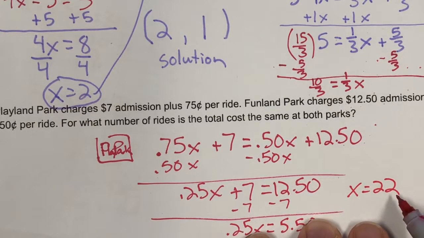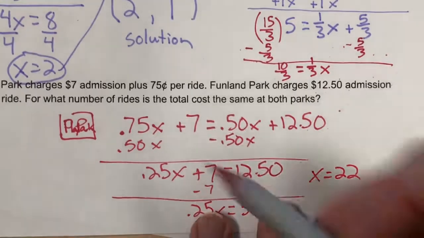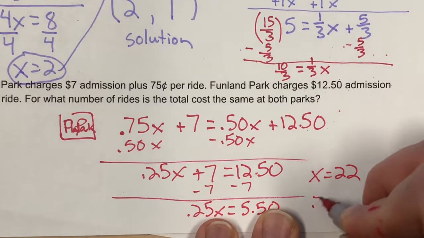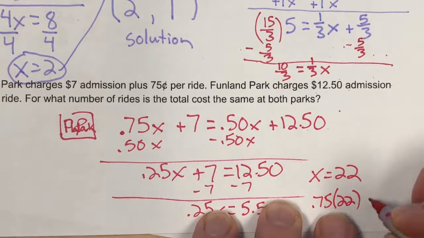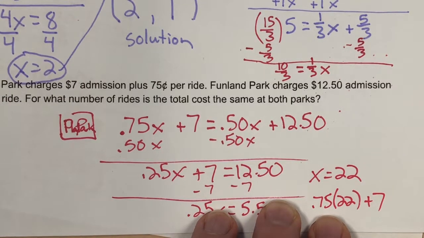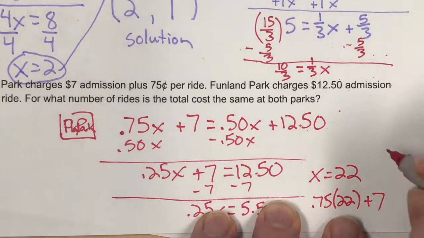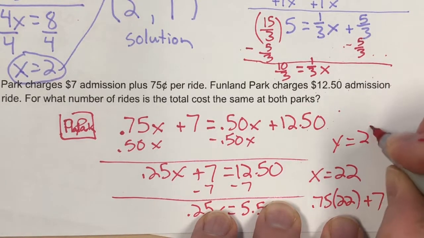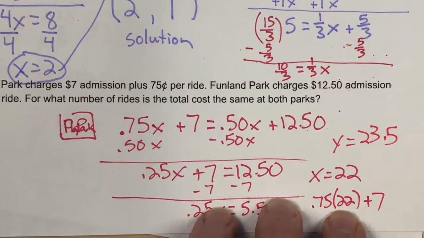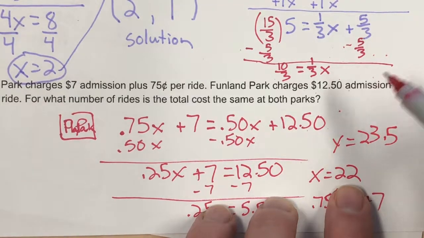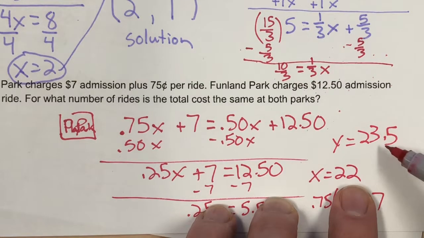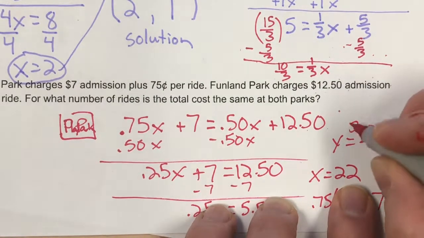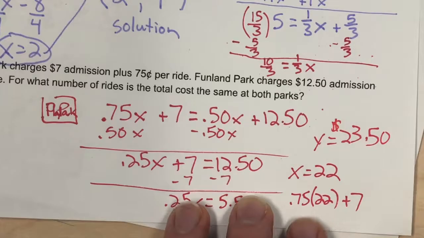You take the 22, you put it into one of those equations. I'm going to pick that one. So I take 0.75 times the 22. So I'm going to multiply it by 0.75, and then I add 7. So I'm going to add $7 more. And that equals a grand total of 23.50. So y equals 23.50. x is for the number of rides, so 22 rides, $23.50 for the cost.